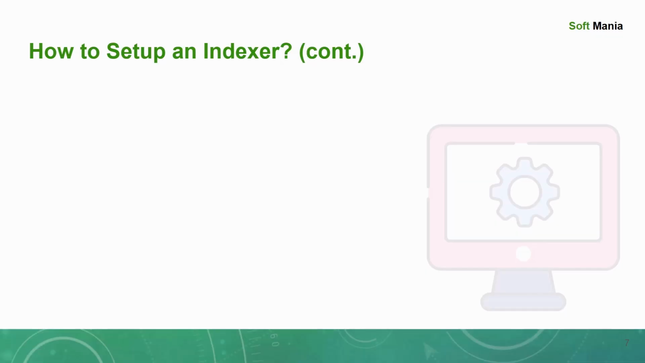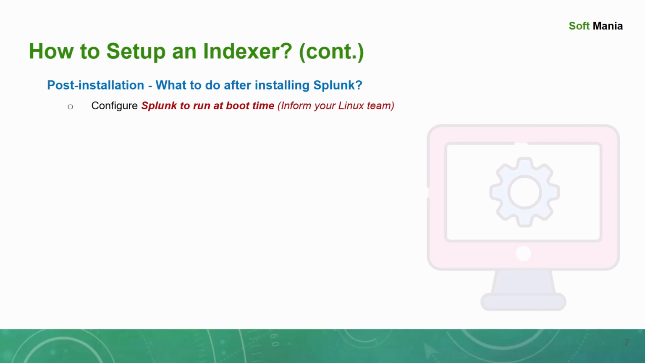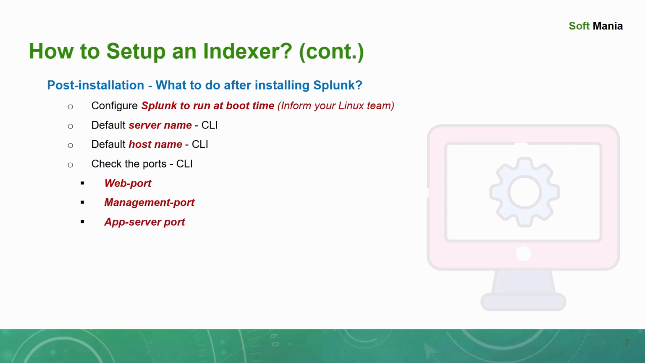Next, we have to do the post-installation steps, which are configuring Splunk to run at boot time, which your Linux team will do. You have to ask them to configure it as boot start. Next is the default server name. You have to use the CLI, but here it is already working. But you have to check the host name, and you have to check the ports like the web port, management port, app server port, and KV store port. So these are all things we have to check now.